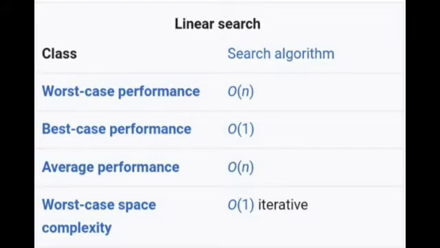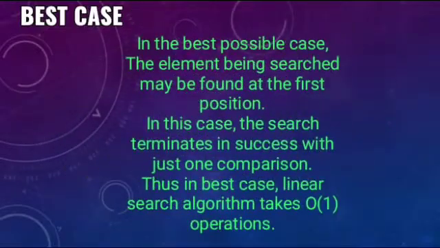In linear search, worst case performance is order of n, best case performance is order of 1, average performance is order of n, worst case space complexity is order of 1. Best case. In the best possible case, the element being searched may be found at the first position. In that case, the search terminates in success with just one comparison. Thus, in best case, linear search algorithm takes order of 1 operations.